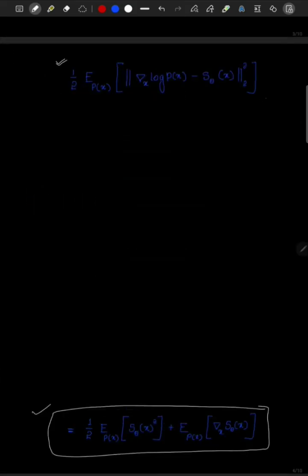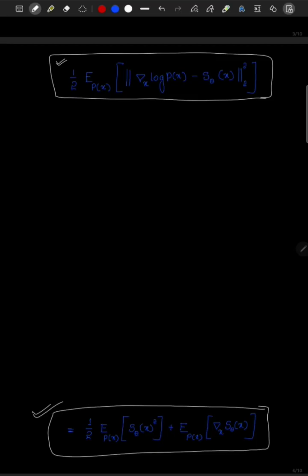Now this is the raw objective, and this is the objective which we want to achieve. Here you can see that in this objective we do not have any log px term. Let's see how we can do it. First of all, we will try to remove the expectation term. Let us consider the continuous distribution case. So it is the integration of px times the gradient with respect to x of log px minus s theta of x, whole square, dx, right?